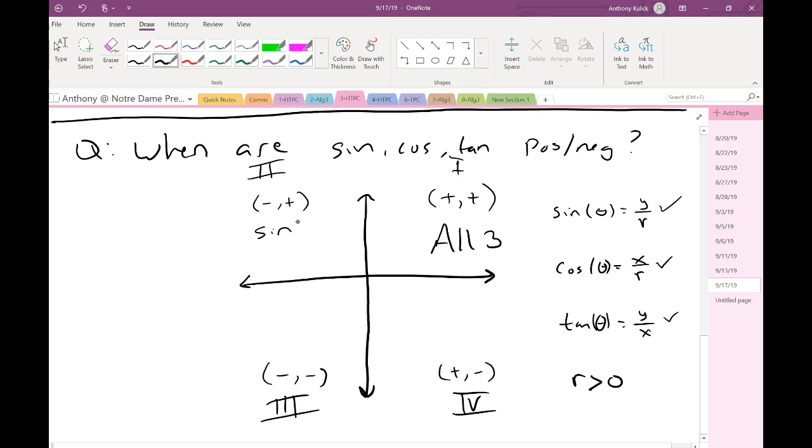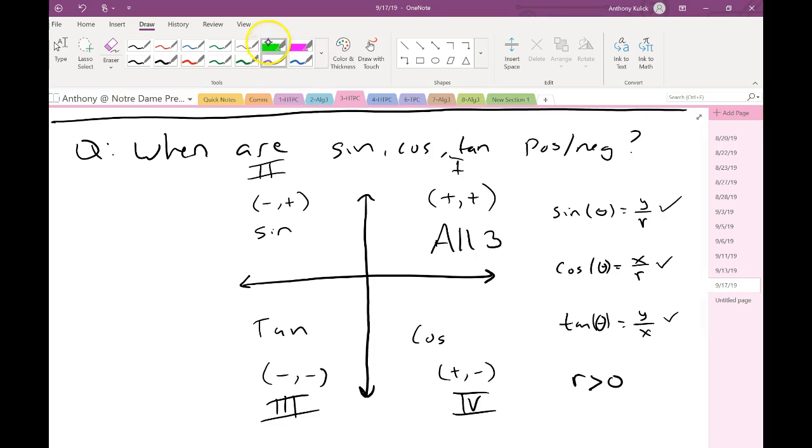If I move to the third quadrant, I'd have negative over positive for sine. Cosine would be negative over positive. But tangent would be negative over negative, which is positive. And then if I move to quadrant 4, the x's are positive, but the y's are negative. So sine is negative over positive. Cosine is positive over positive. And tangent is negative over positive.